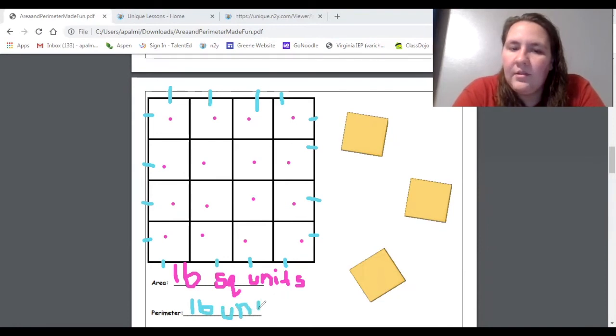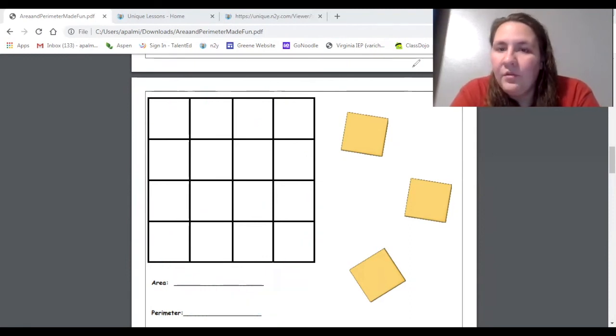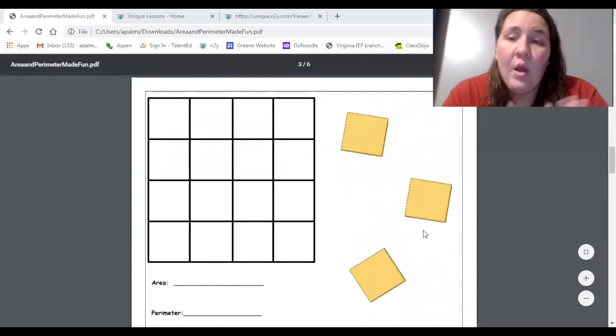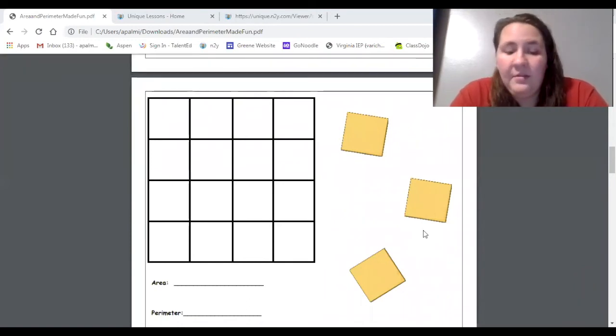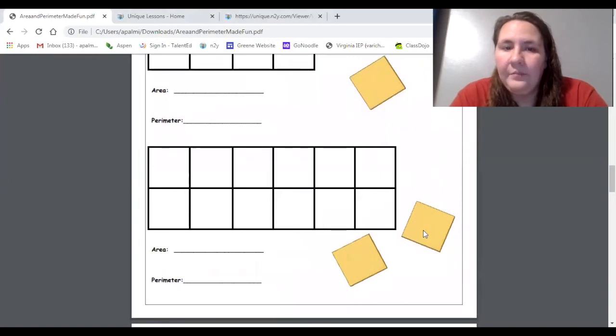16 units. How are we feeling? I see lots of thumbs ups this time. That's great. All right, 16 units. You guys are doing a wonderful job. I know we've done lots of hard work, so let's practice and do one more together to end the lesson. And then you guys can do at home more practice with your families, okay?